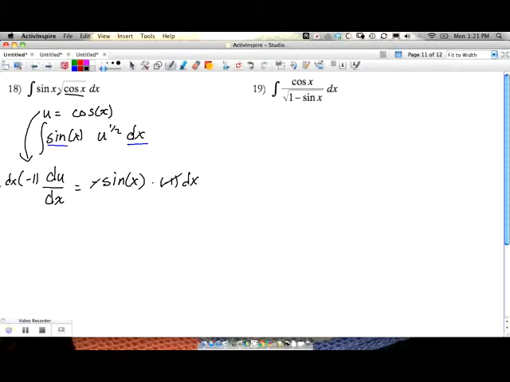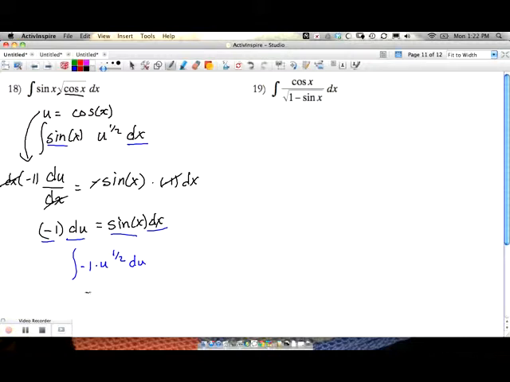So it gets rid of that negative. And these dx's are simplified. We have -1 times du equals sine of x dx. And that's what we wanted. We wanted this sine of x dx. Those are the two pieces we needed. So I need to put in then -1 and a du. So I'm going to have the integral of -1. And we got u to the 1/2 and du.